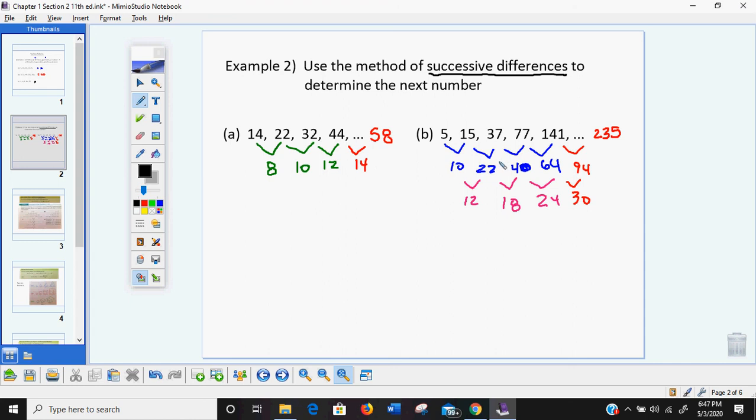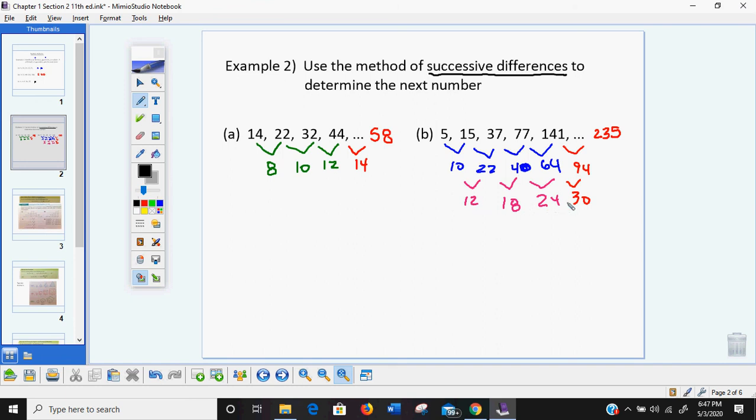Now part B is a little bit trickier because when I did the first row in blue, they added 10, 22, 40, 64. It still wasn't obvious what they're adding, so I had to do it again. Between 10 and 22, they added 12. Between 22 and 40, they added 18. 40 and 64, they added 24. And then I could see the pattern.